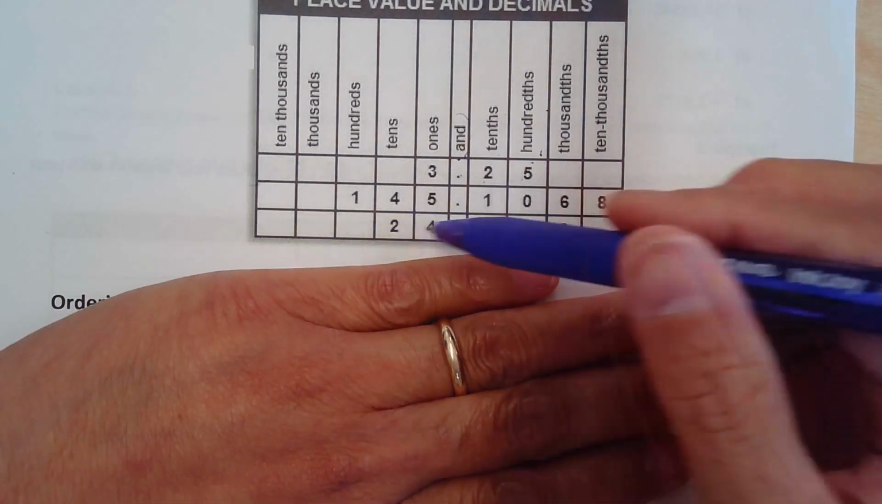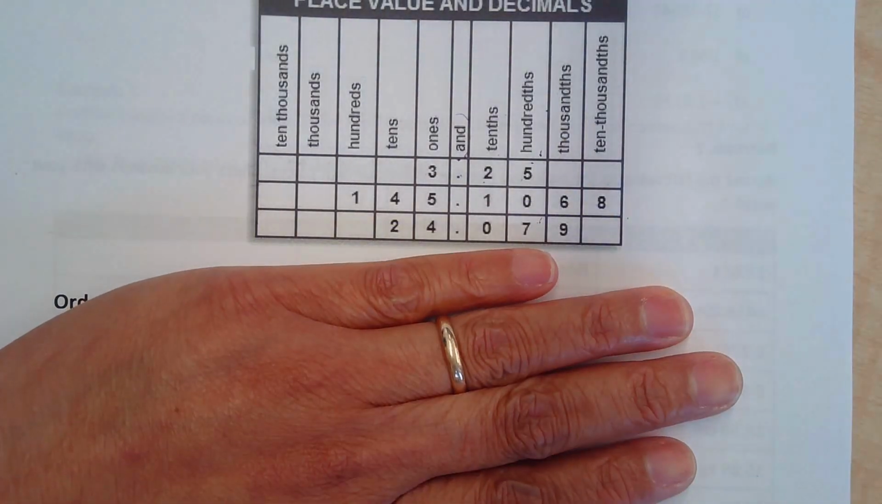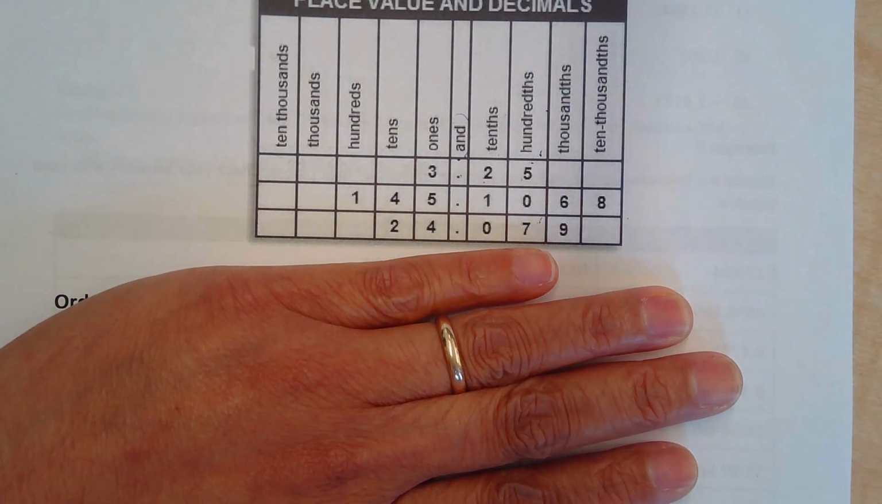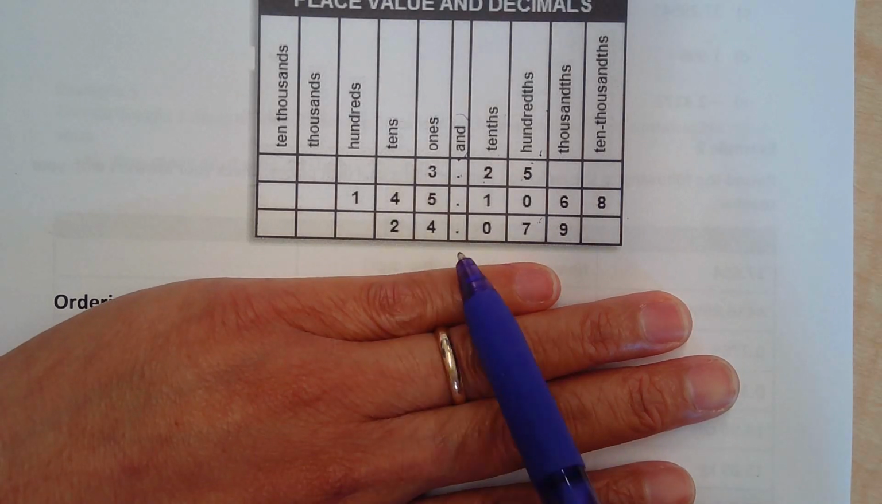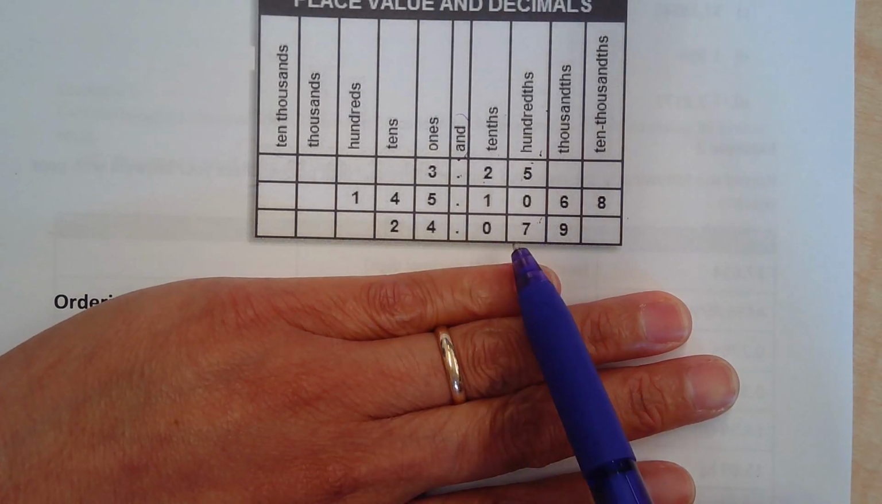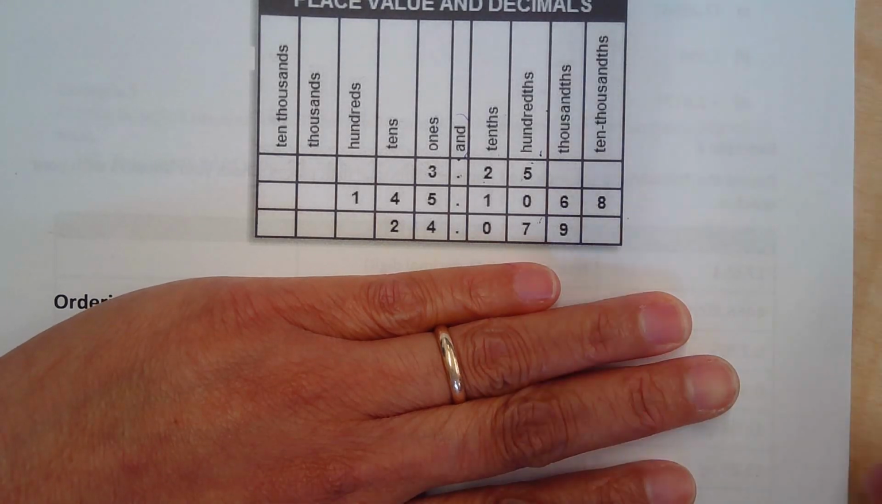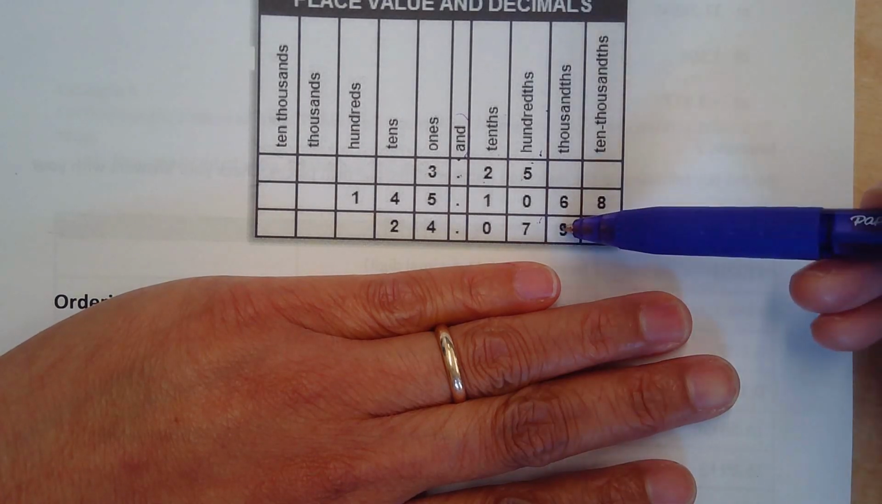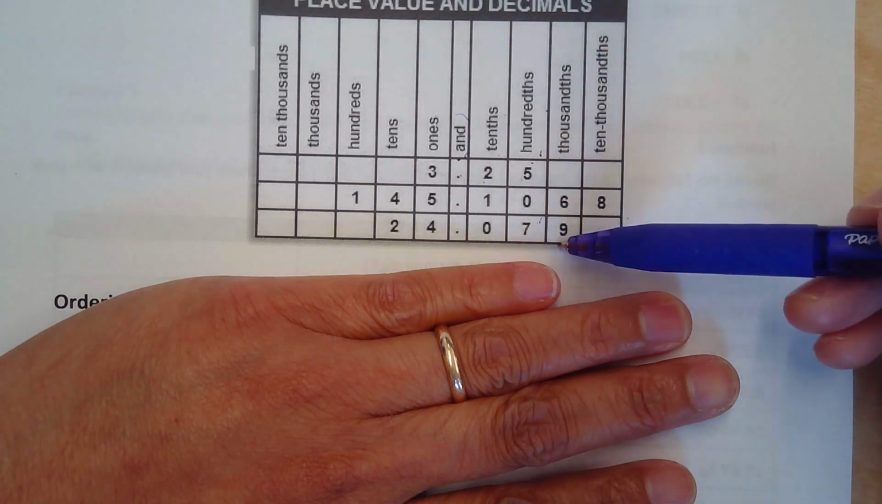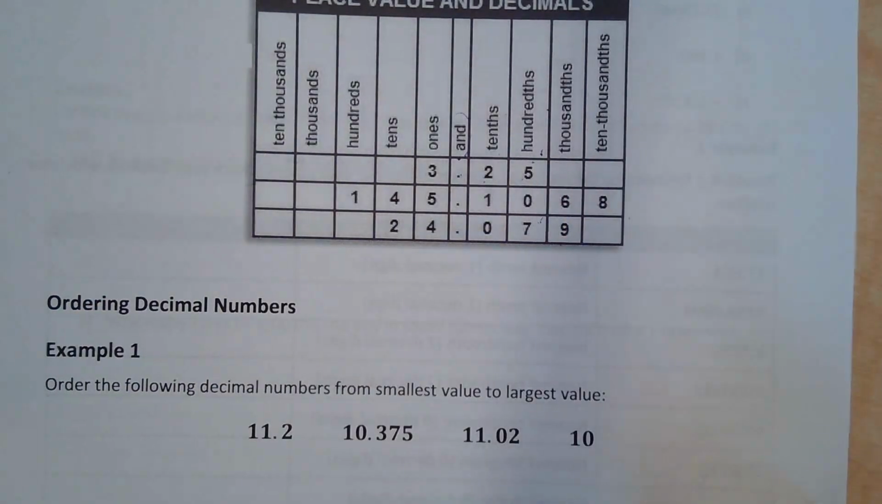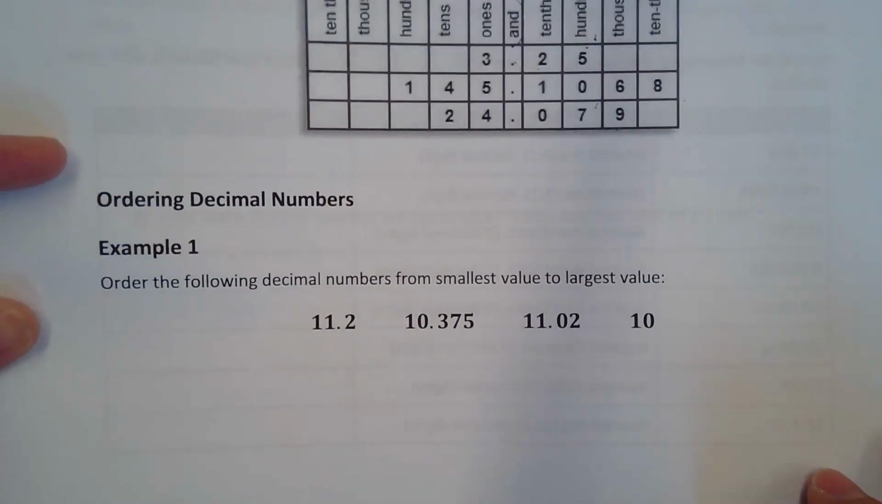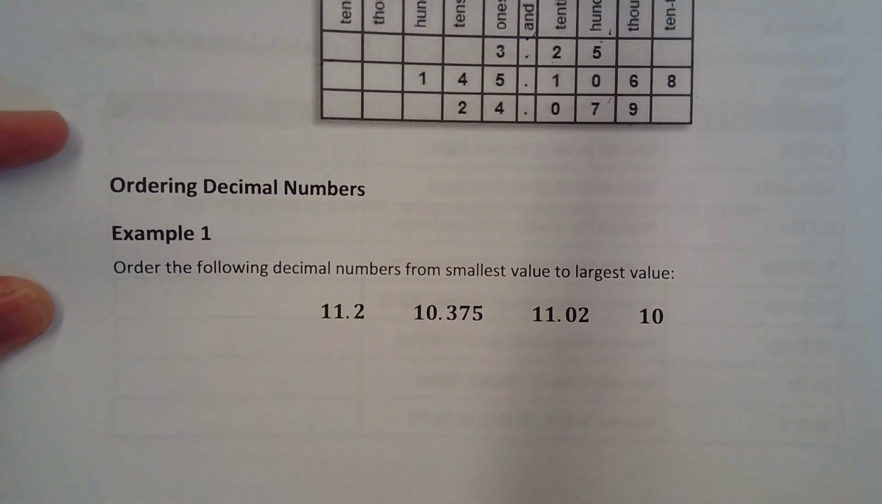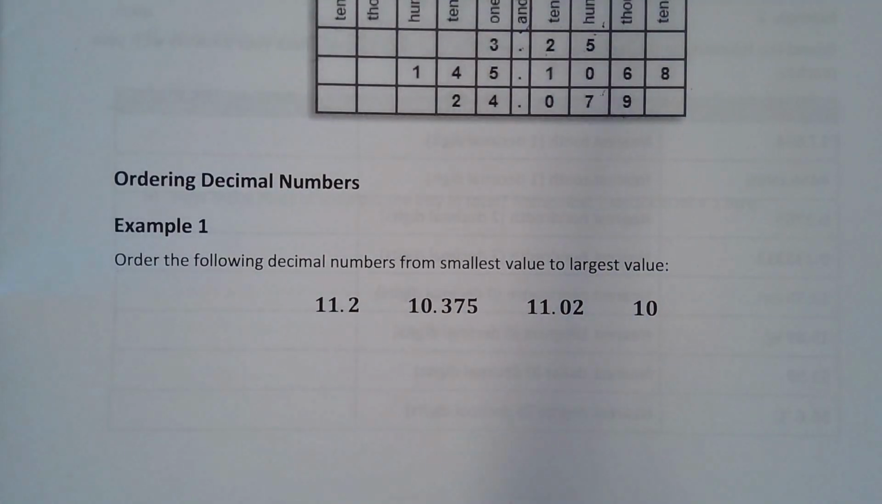Okay, what would this be if we were to say 24.079? How can we say that? 24 and 79 thousandths. Okay, so the very last one is the thousandths, so 79 thousandths. Good? That's okay. And people still understand you if you say 3.25.